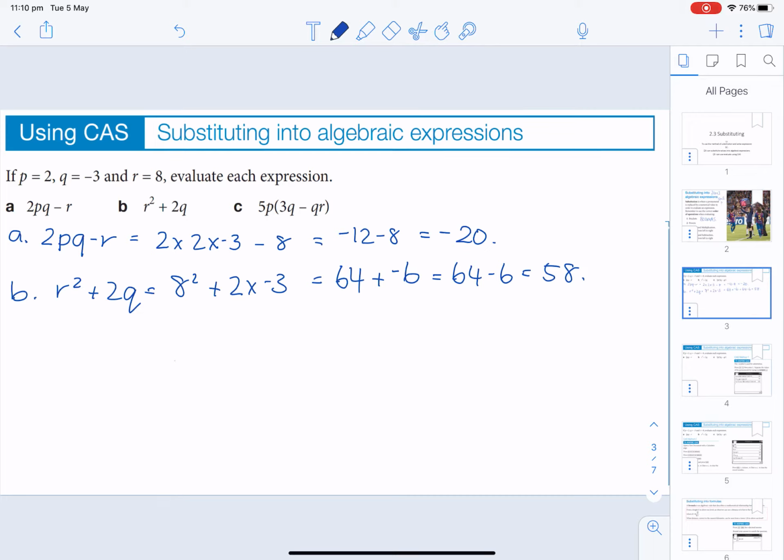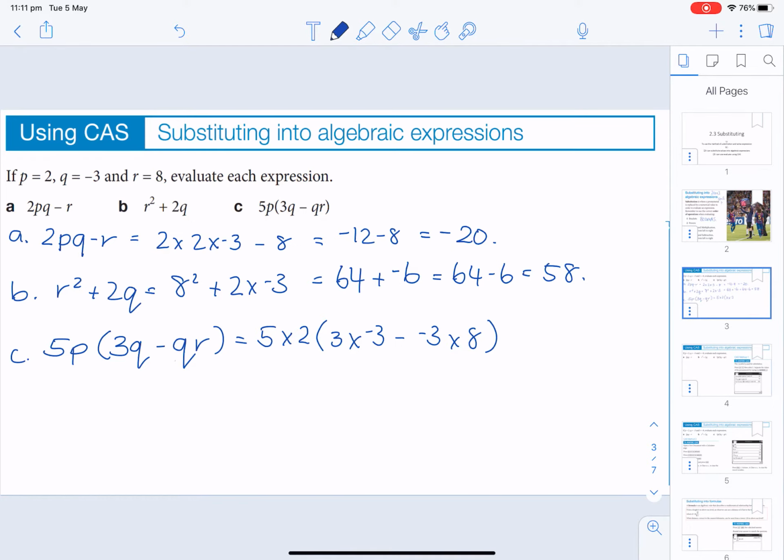And then the big one that's got brackets, darn it. C, 5P, open bracket, 3Q minus QR, close bracket, equals. I'm going to put in some values. 5P being 5 times 2, open brackets, 3 times -3, take -3 times 8. Now, first of all, my brackets. Do everything in the brackets. I'm going to keep my 5 times 2 on the outside because we're leaving him. 3 times -3 gives me -9.